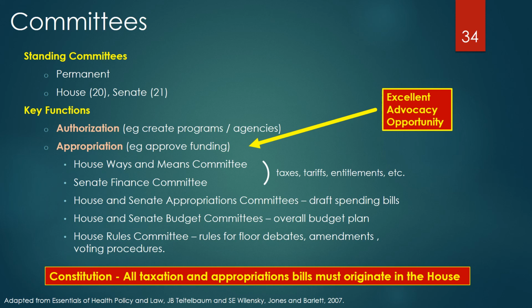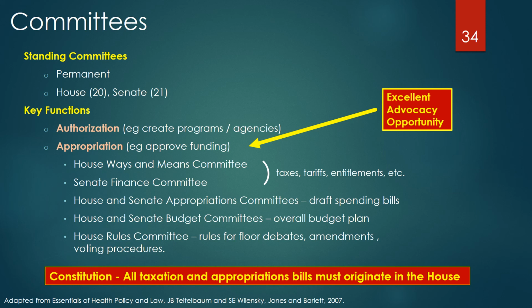Appropriation provides the committee with authority to approve funding. As expected, the most powerful and popular committees are those with appropriating authority. Policies must be appropriately funded to be effective. This slide provides a list of key appropriating committees in the Senate and House. These are important committees to engage in advocacy efforts.